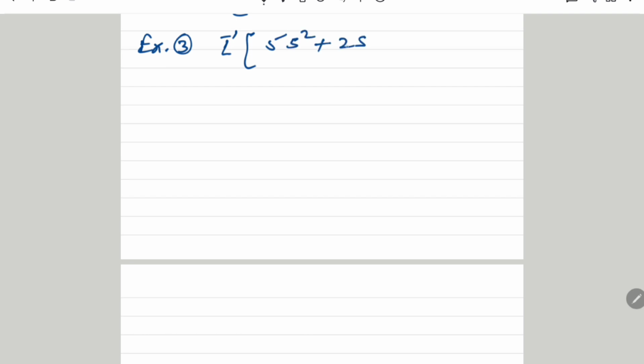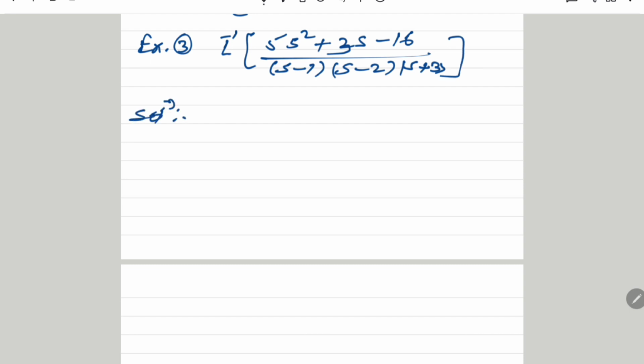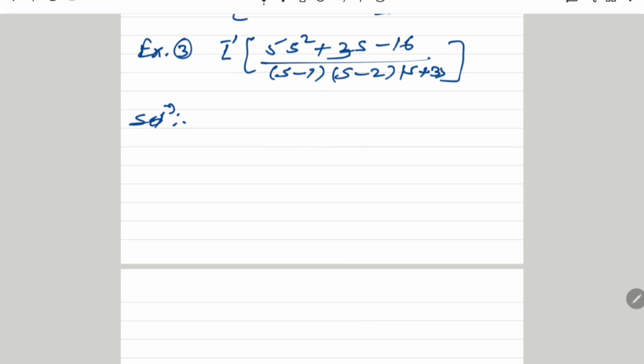Third example, find inverse Laplace of 5s square plus 3s minus 16 whole divided by s minus 1, s minus 2 and s plus 3. We see the term from the numerator, its degree is 2, and there are 3 factors in the denominator, s minus 1, s minus 2 and s plus 3. Its degree is 3.